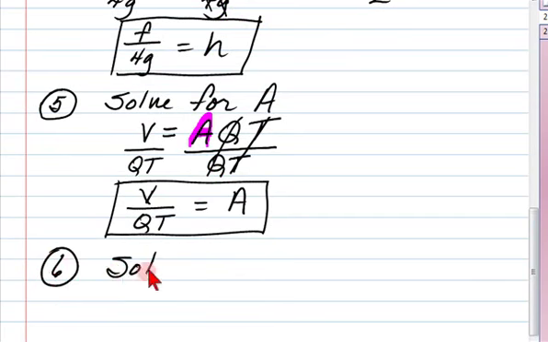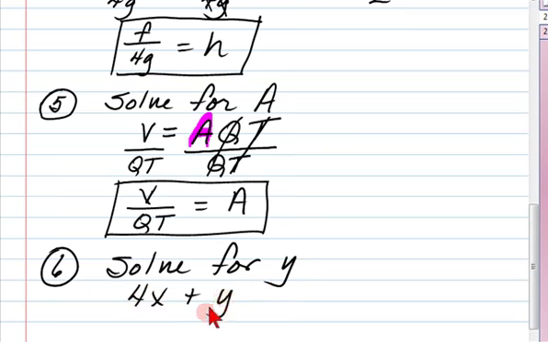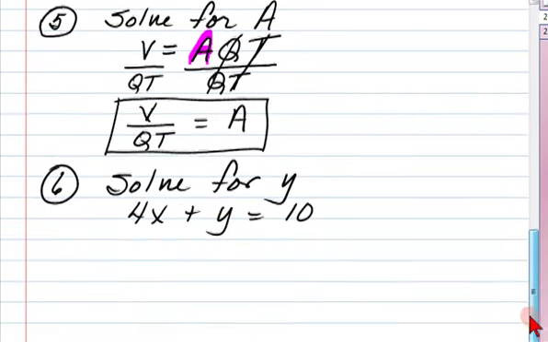The instructions will say solve for y. And I have 4x plus y is equal to 10. All right, when they say solve for y, then in my mind, letter y becomes the only variable there is. Which means, what do you have to get rid of? The 4x, the x term, the 4x.